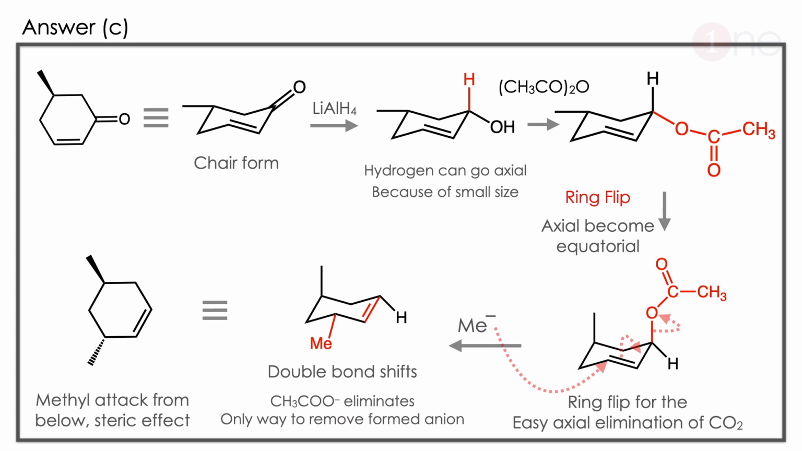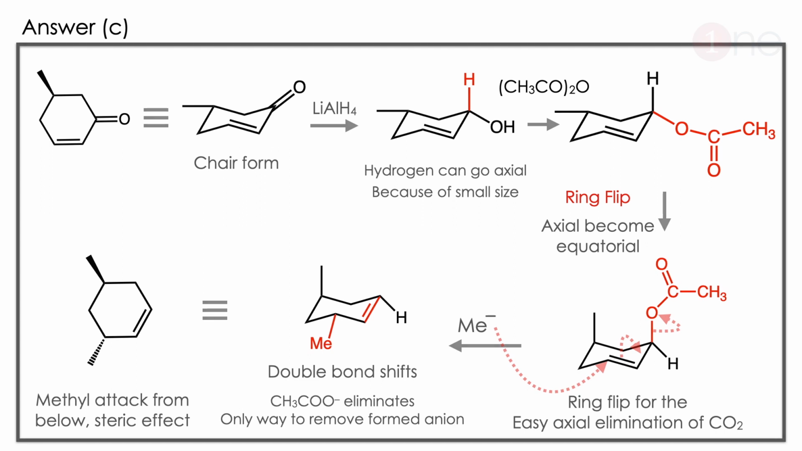The answer is C. Let us see how. The starting material is a ketone, right? Let us rewrite it to have our understanding. We rewrite it as a chair form. So chair form with the double bond. So don't miss anything, write properly. The methyl is above the plane, and the carbonyl group and double bond.